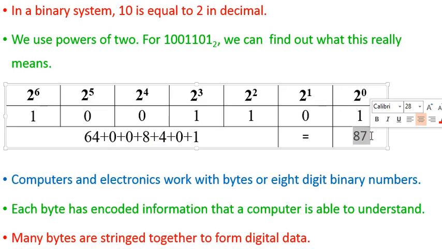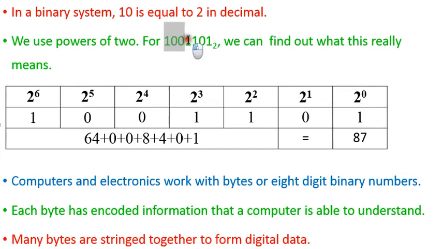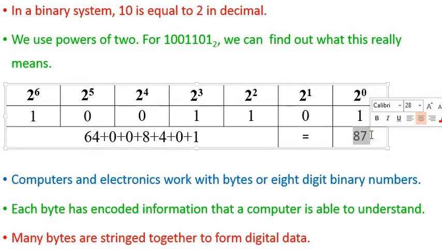What do we do here? What we did is that we take this number 1001101 in base 2, that's the binary, we change it into base 10, that's decimal, and it is equivalent to 87.